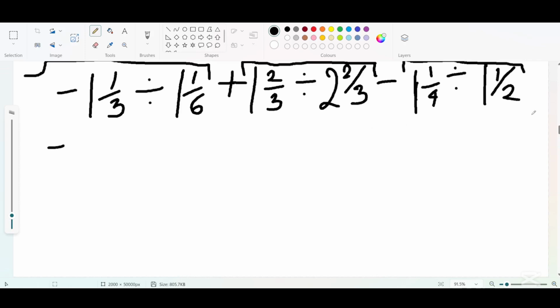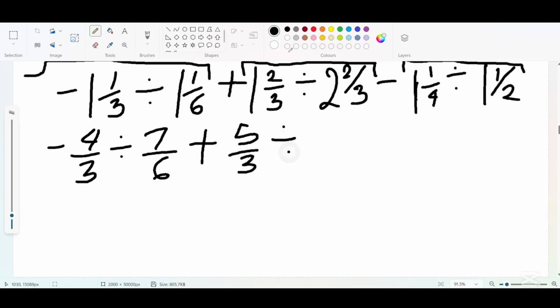3 times 1, 3 plus 1, that's going to be 4. So that will be 4 all over 3 divided by, now 6 times 1, 6 plus 1, 7 all over 6. Now plus, this is going to be 3 times 1, 3 plus 2. That's going to be 5 all over 3 divided by, this is going to be 3 times 2, 6 plus 2. That's 8 all over 3 minus, this is 4 times 1, 4 plus 1, 5 all over 4 divided by 2 times 1, 2 plus 1, 3 all over 2.